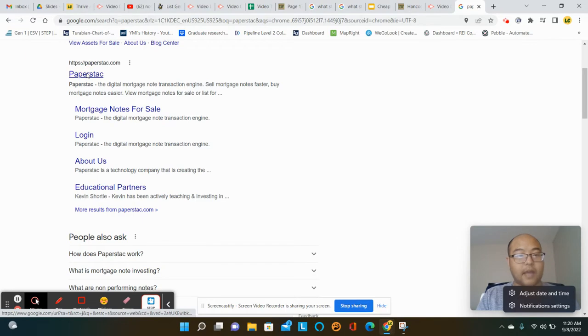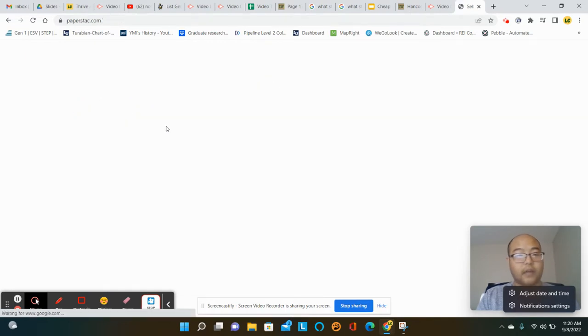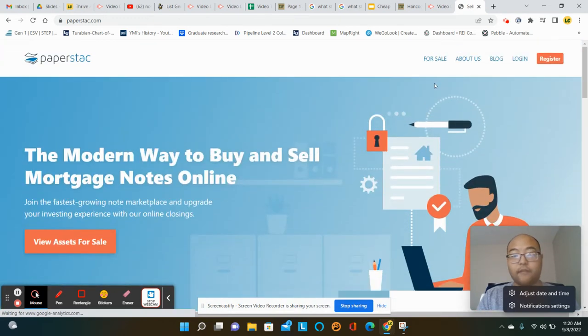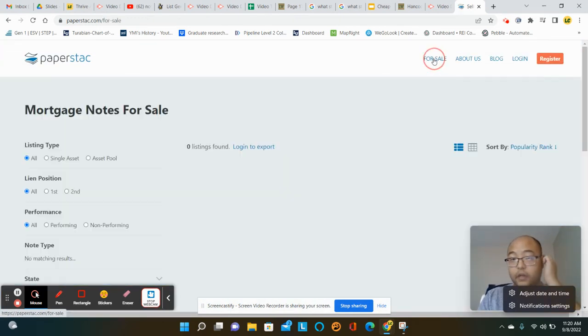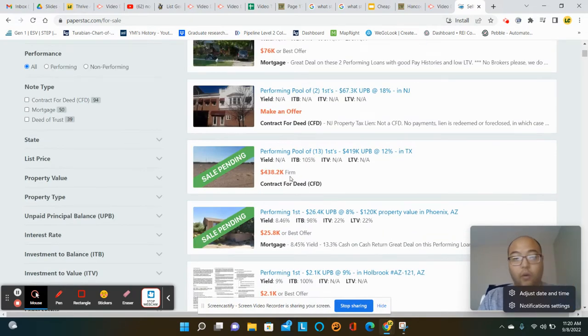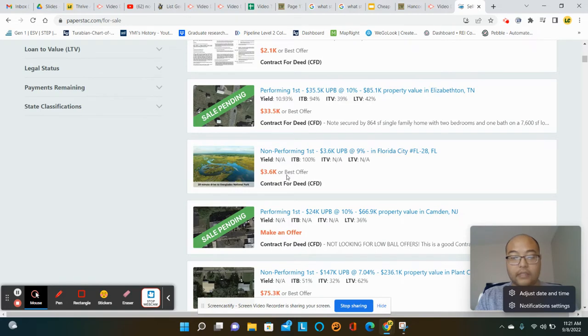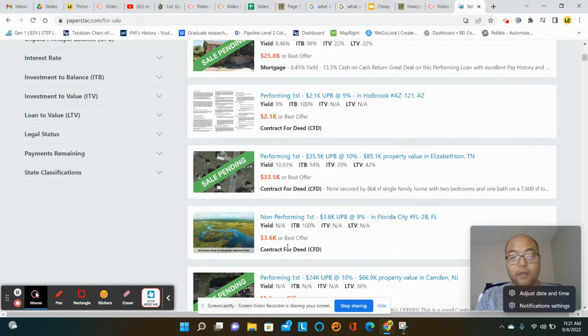So here's PaperStack. They have mortgage notes for sale. And they have an inventory of different notes, so you can hold these positions. Like if you look, they have a 3,600 at non 9%. This is non-performing. They have a 2.1 that is performing. Your goal is basically to get them to become performing, or if it's non-performing, foreclose on it and then rehab it of some sort and resell it for a higher amount.